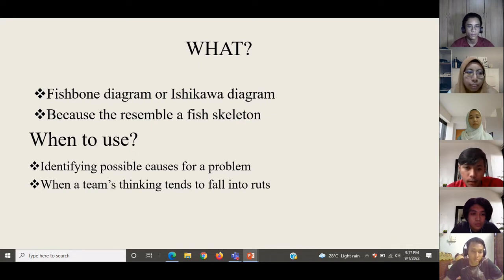Okay, when to use it? When we identify possible causes for a problem, or when a team's thinking tends to fall into ruts.